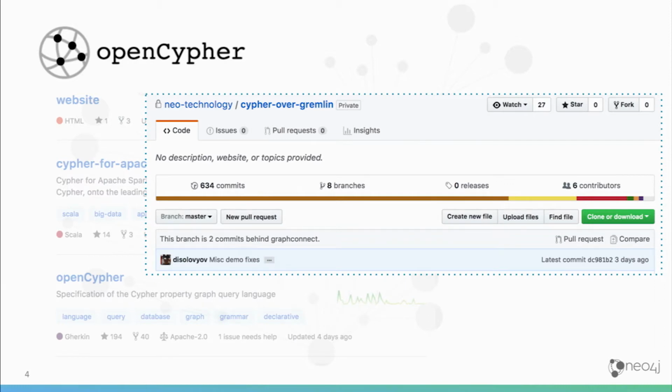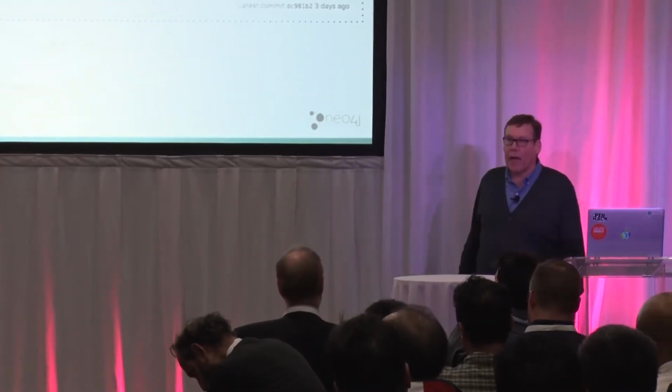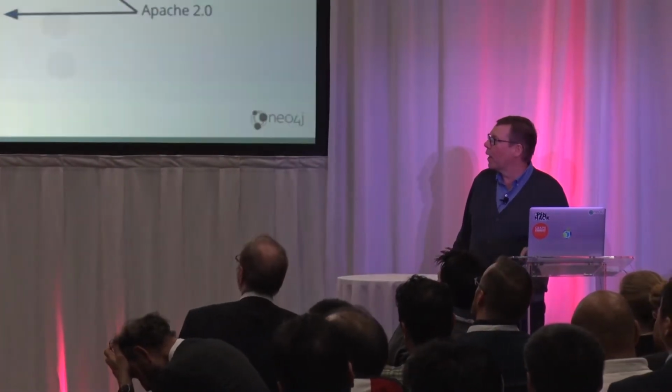So I think the broad direction here is that Cypher over Gremlin is also headed for Apache licensed open source under the rubric of the OpenCypher project, but we haven't quite got to the point of actually working out when and exactly how, what the modalities are with that, but that's where we're going.